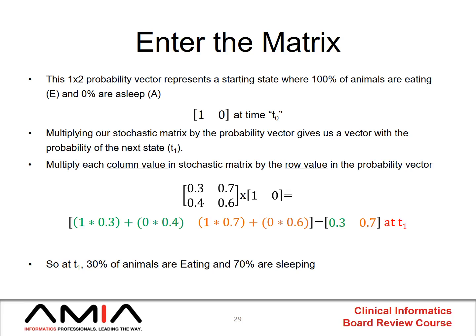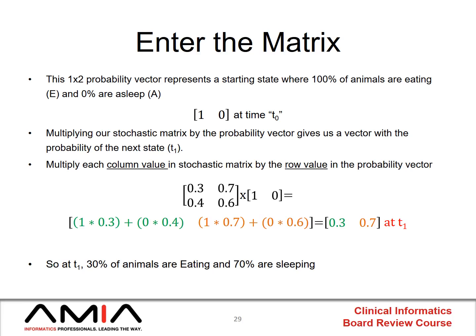And the way you do that is you multiply each column in the stochastic matrix by each row value in the probability vector. So follow the colors there. I'm doing 1 times 0.3 plus 0 times 0.4. So I went down on the stochastic matrix and I went across in the probability vector. So that gives me the first value in my new probability vector.